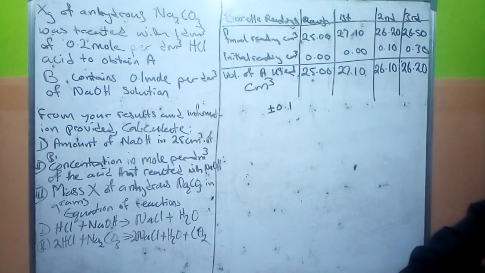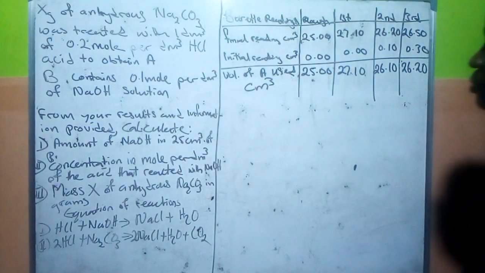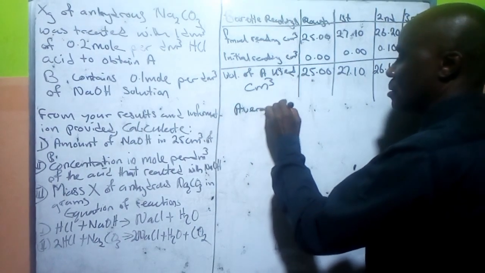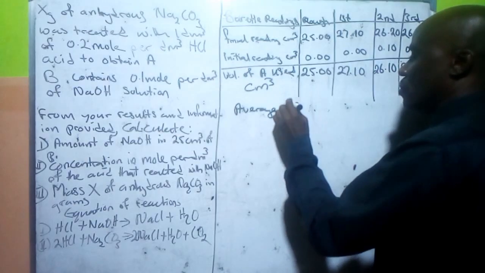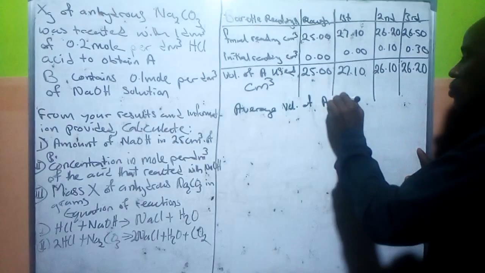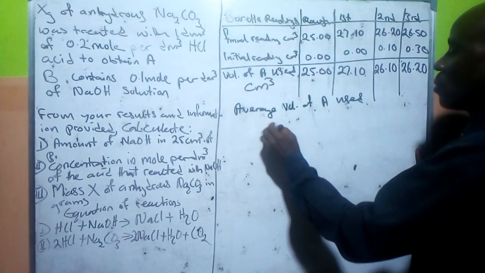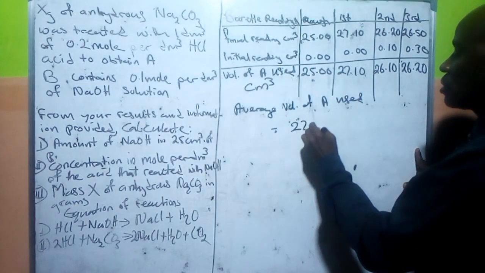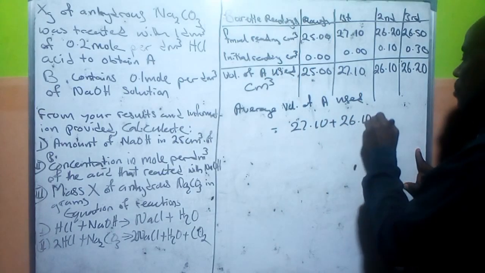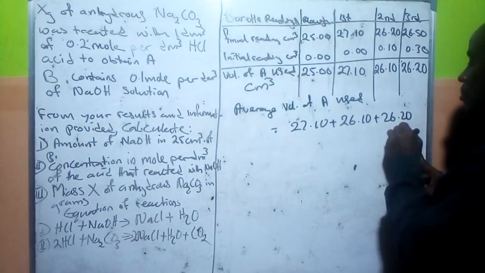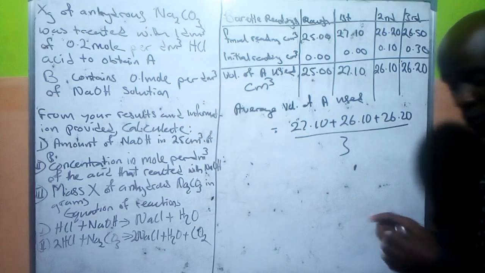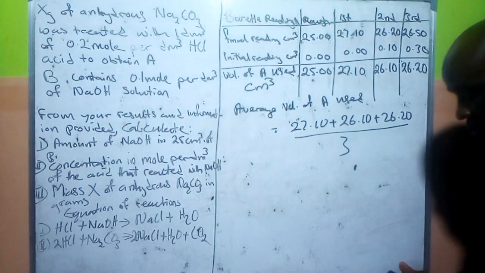So to get the average volume of A used, what we do here is just like the way you calculate your mean. Average volume of A used is equal to 27.10 plus 26.10 plus 26.20 all over, because there were 1, 2, 3. We divide by 3.